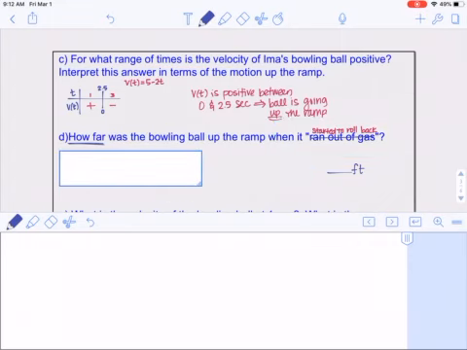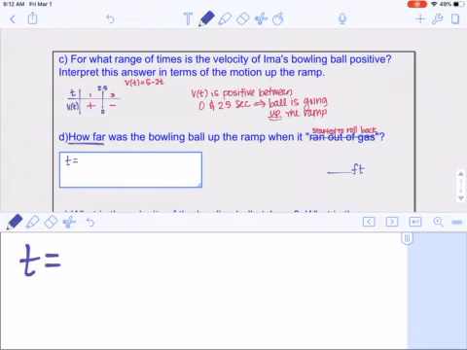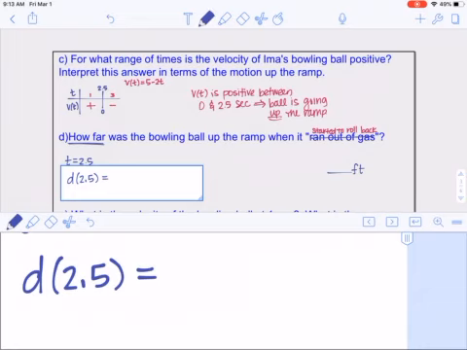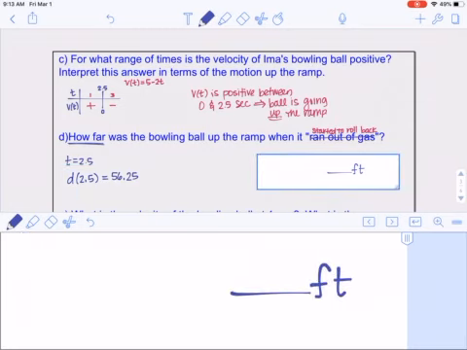Okay, so how far, or if I'm going to have feet, that means I must be dealing with the position equation. Okay, and I know it stopped rolling up and started to roll back at t equals 2.5 seconds from before. And so basically this question is, what is the position equation when the time is 2.5 seconds? So if you go back and you plug 2.5 seconds into the position equation, you're going to get 56.25. And so my final answer would be 56.25 feet.